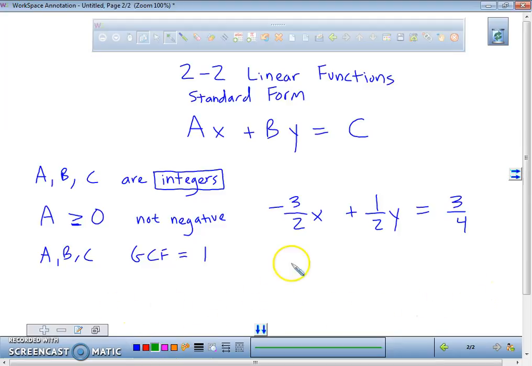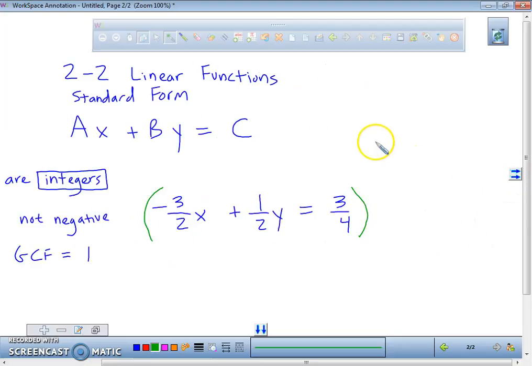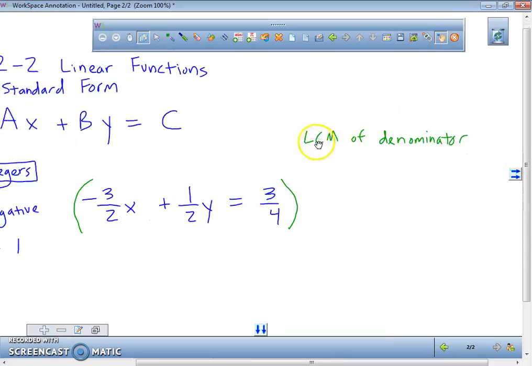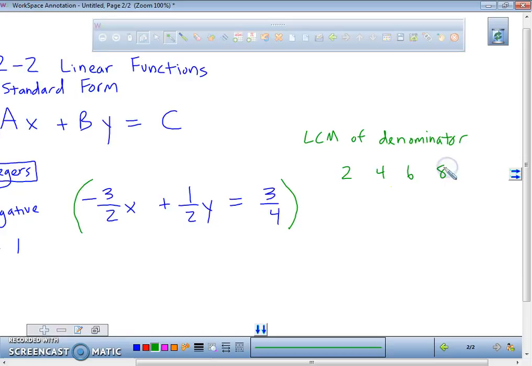Now there's a special way to do this. We're going to take this whole equation and multiply it by the least common multiple of the denominators. That's something we learned a few weeks ago when we started school. So we have to find the least common multiple between a 2 and a 4. If you forgot what least common multiple is, we're going to list multiples of 2: 2, 4, 6, 8.